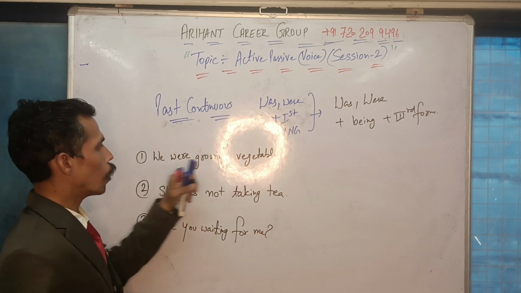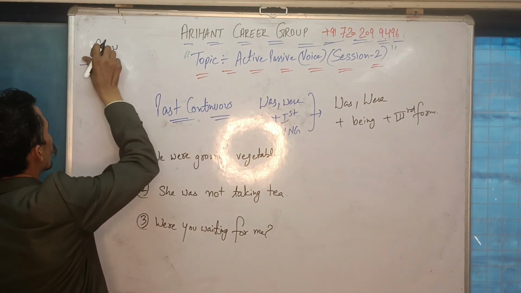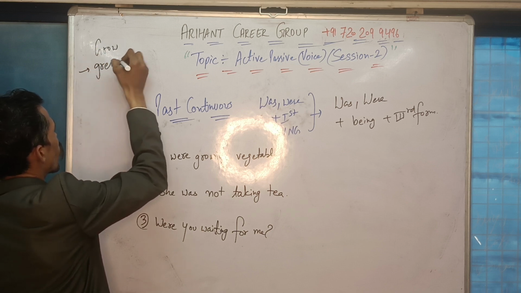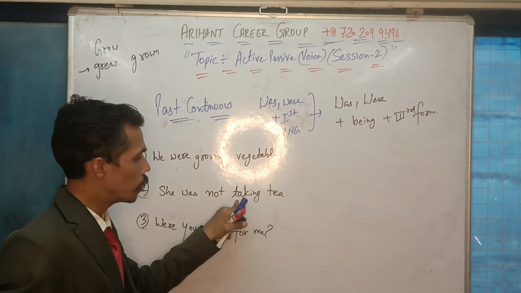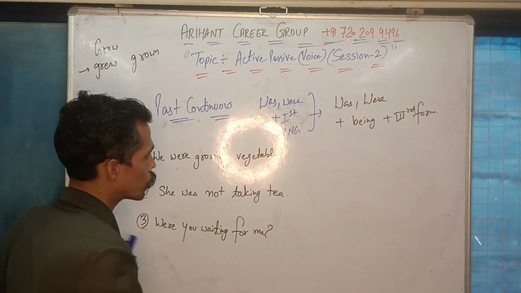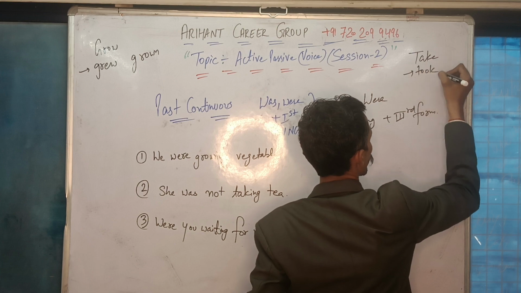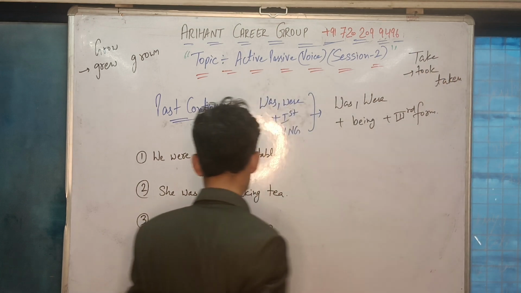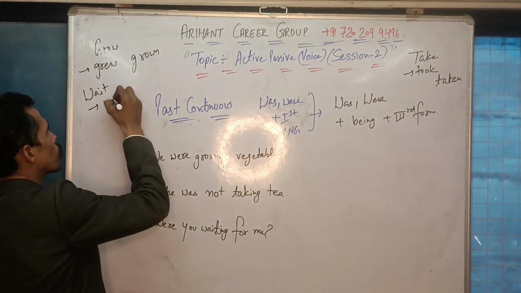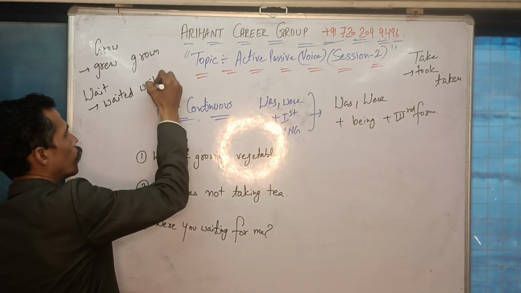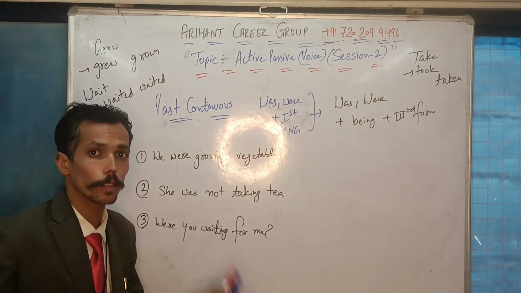waiting for me? Now when I talk about grow, please note down the verb: grow, grew, grown. Next verb is take. You must have noted down this verb earlier. Take, took, taken. Please note down. And the next verb is wait: wait, waited, waited. Please note down that for is a preposition. So the preposition is always there with the verb and it will stay with the verb only.